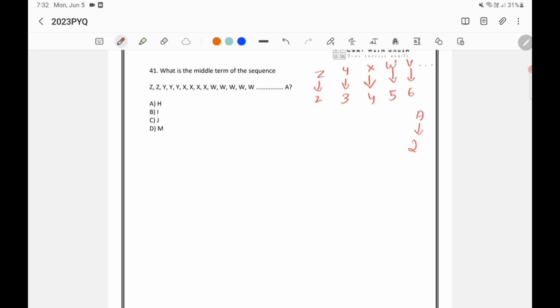It will be 27, because there are 26 alphabets and it is starting from 2, not 1, remember that. So a will be coming not 26 but 27 times. So here first we need to find out how many total terms are there. To find the total number of terms, just add all these up, because z is coming 2 times, y is coming 3 times, x is coming 4 times, similarly like that till 27.